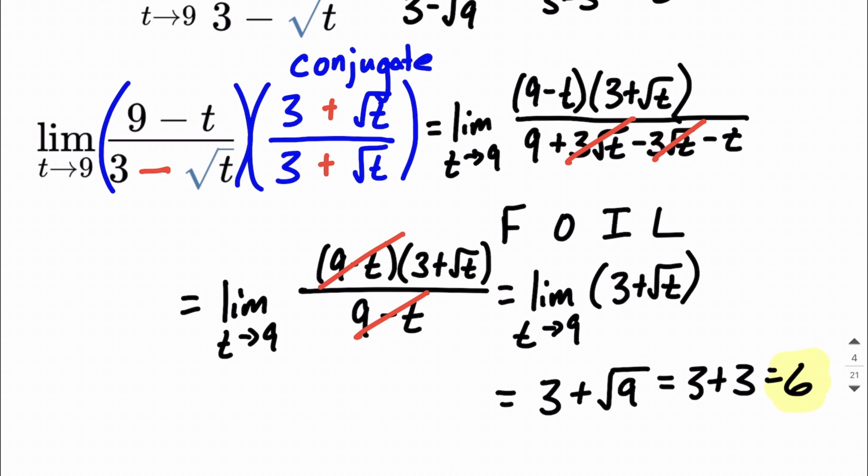So I hope this helps out. Just be mindful if you have a square root only in the denominator, multiply by the conjugate of that denominator. If there happens to only be one in the numerator, multiply by the conjugate of the numerator. Hope this helps. Good luck.